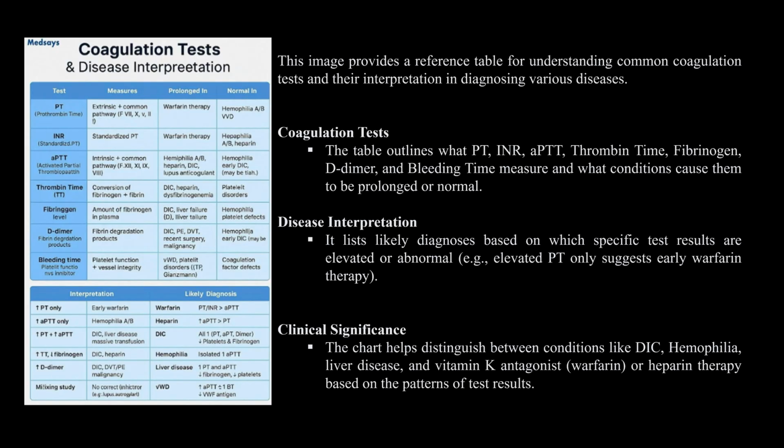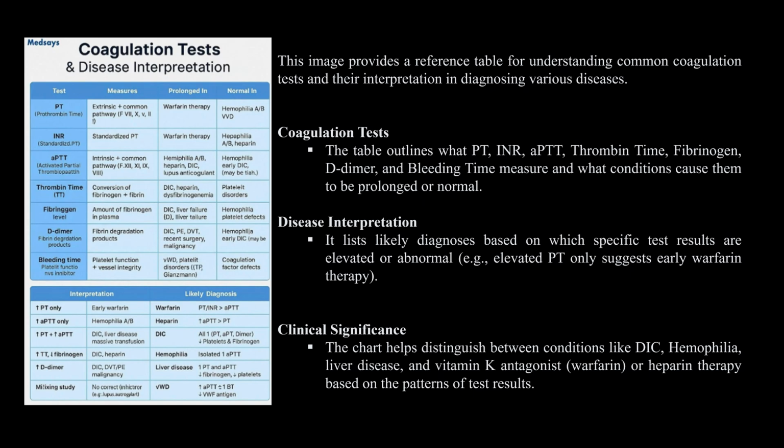Coagulation tests. Prothrombin time, PT with INR, measures the extrinsic and common pathway. It is primarily used to monitor warfarin therapy and assess liver function. Activated partial thromboplastin time, aPTT, measures the intrinsic and common pathway. It is commonly used to monitor heparin therapy and screen for hemophilia.